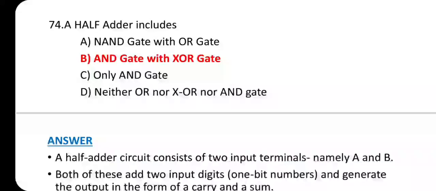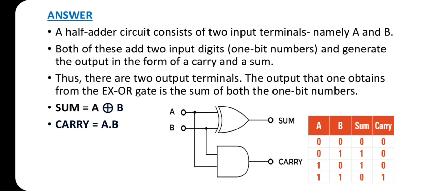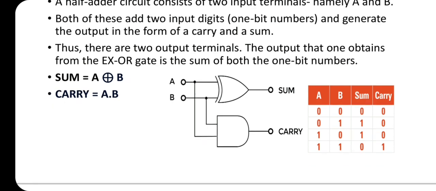74. A half adder includes. Answer is option B, AND gate and XOR gate. A half adder circuit consists of two input terminals, namely A and B. Both of these add two input digits, 1-bit numbers, and generate the output in the form of carry and a sum. Thus, there are two output terminals. The output that one obtains from the XOR gate is the sum of both the 1-bit numbers. This is the circuit diagram of a half adder.